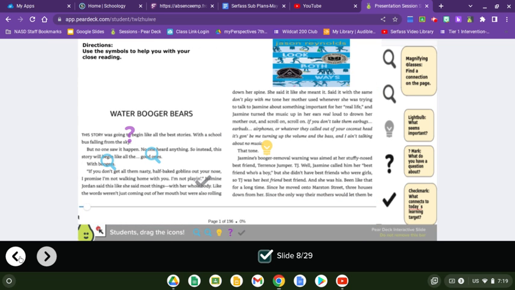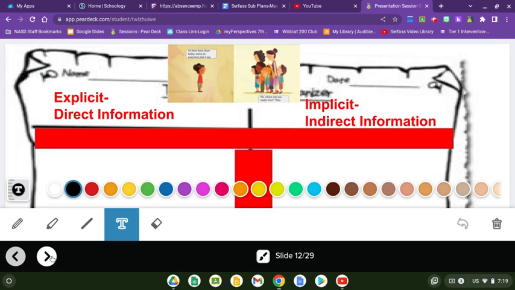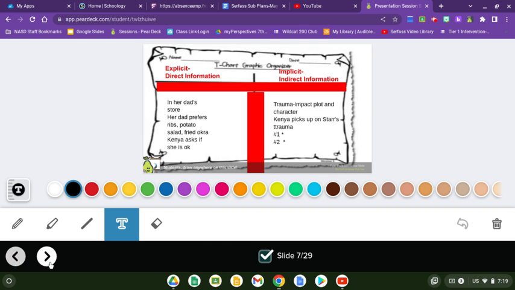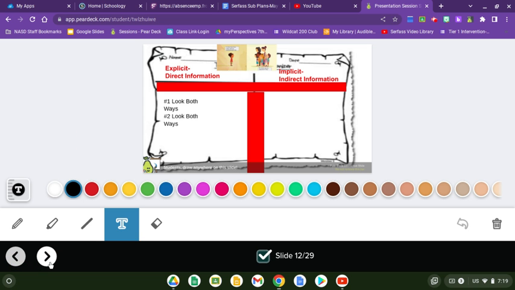All right? Your job is to go through this text here. And then go to slide 12. Put number one, which is going to refer back to the text, Look Both Ways. And put a number two for Look Both Ways. I'd like you to go back and forth between Look Both Ways, which is on slide 8, and slide 12, and give me two pieces of explicit direct information, and then please give me one piece of implicit information.